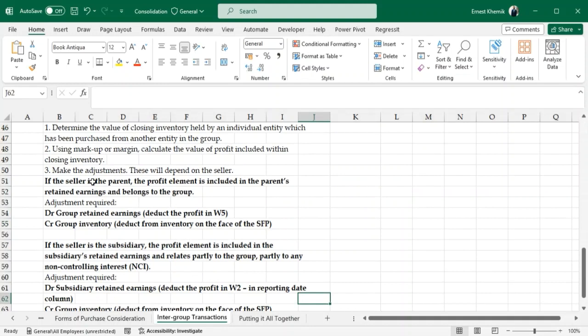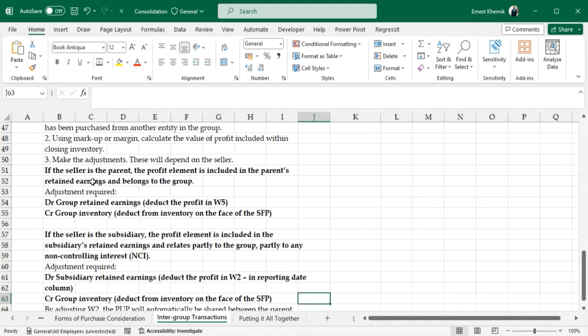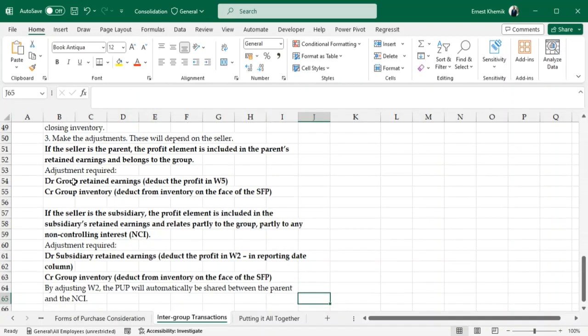So what adjustments do you have to make? The adjustments you make depend on who sells to who. If the seller is the parent, or if the parent sells to the subsidiary, the profit element is included in the parent's retained earnings and belongs to the group. So retained earnings is a credit balance. To reduce the unrealized profit element from group retained earnings, we debit the group retained earnings, and then since inventory is reducing, we will credit our inventory, because inventory has a debit balance.